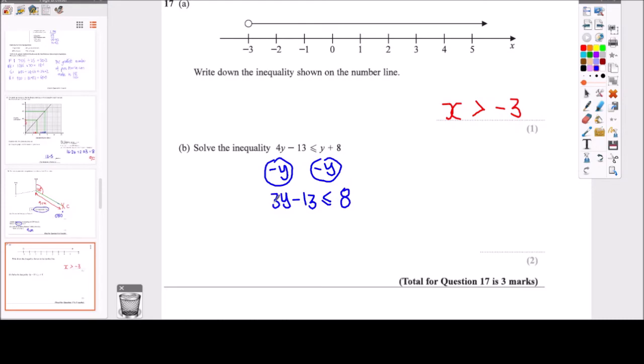So I've got all my y's on the left, so I want all my normal numbers on the right. So I want to undo this minus 13 by adding 13 to both sides. So 3y is less than or equal to 21. Divide both sides by 3. 21 divided by 3 is 7. So my final answer is y is less than or equal to 7.